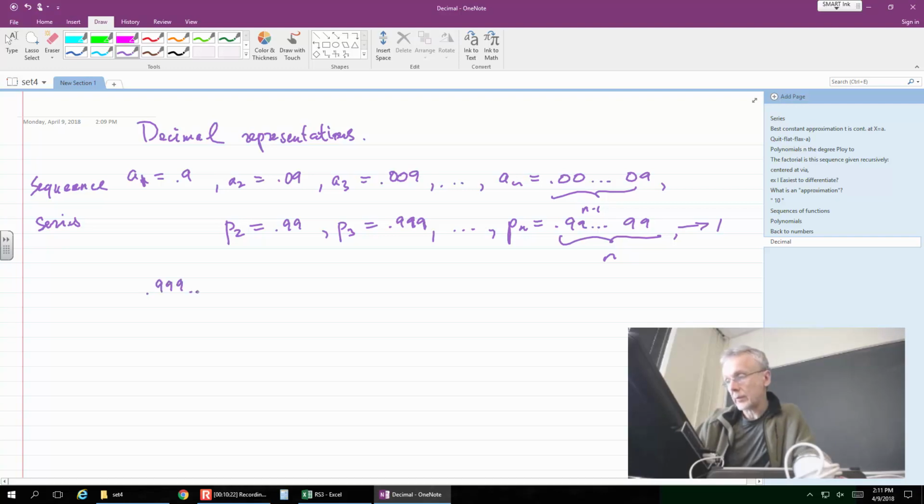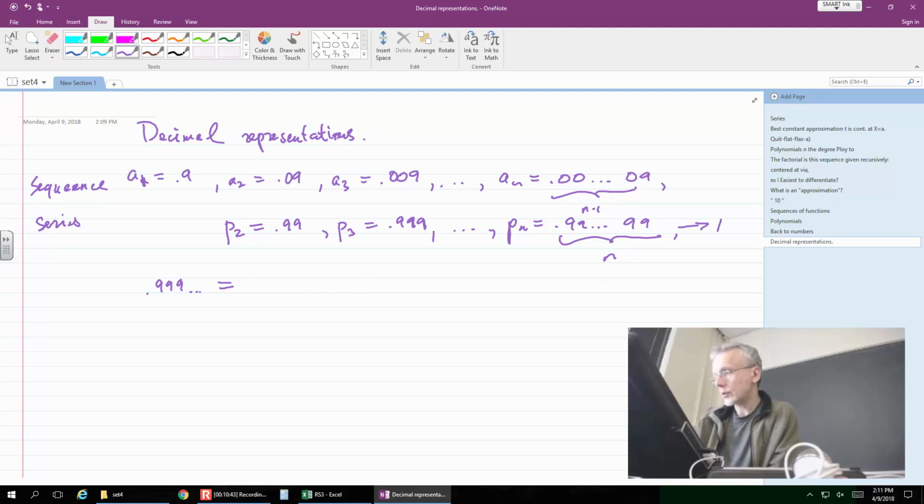0.999, what is the meaning of it? I could write it as a series like this: the summation of 9 times 10 to the negative k, k from 1 to n. Then I can actually take n out, but you can see what's happening. Maybe I jumped too quickly. Let me write it out.